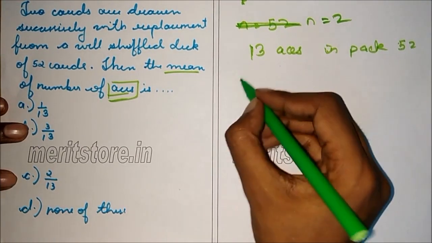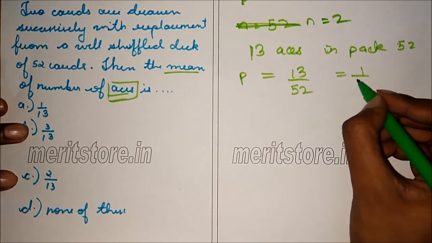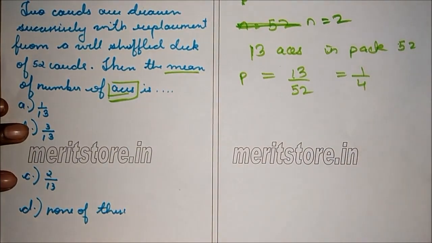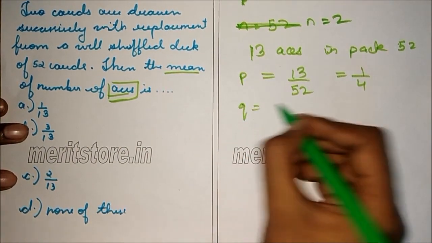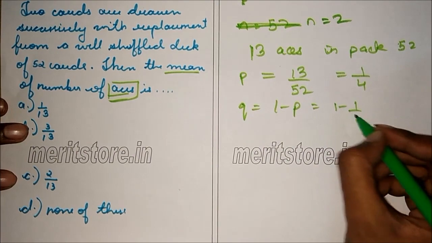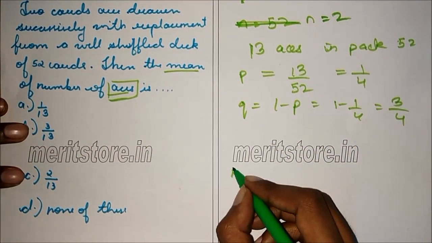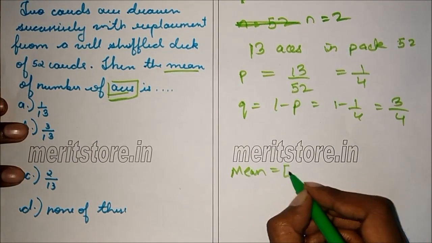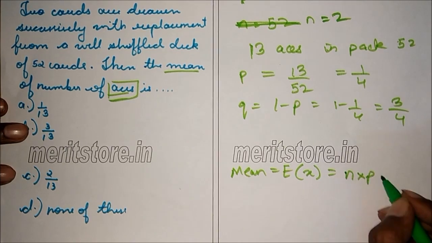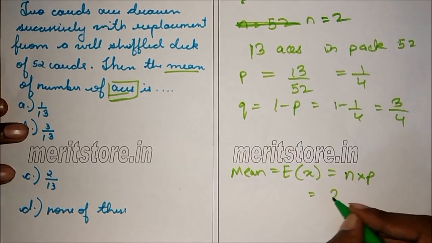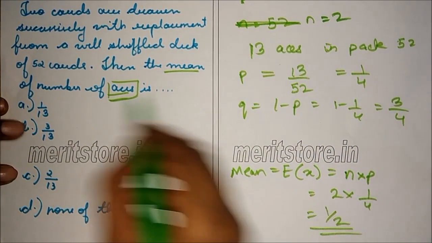So the probability of getting an ace is P, which is equal to 13 by 52, which is equal to 1 by 4. So there is a 1 by 4 chance of getting an ace. So the probability of not getting an ace is 1 minus P, which is equal to 1 minus 1 by 4, which is equal to 3 by 4. So the mean of the number of aces, also given as E of x, is equal to n into P. Now n is 2 and P is 1 by 4. So this will be half.